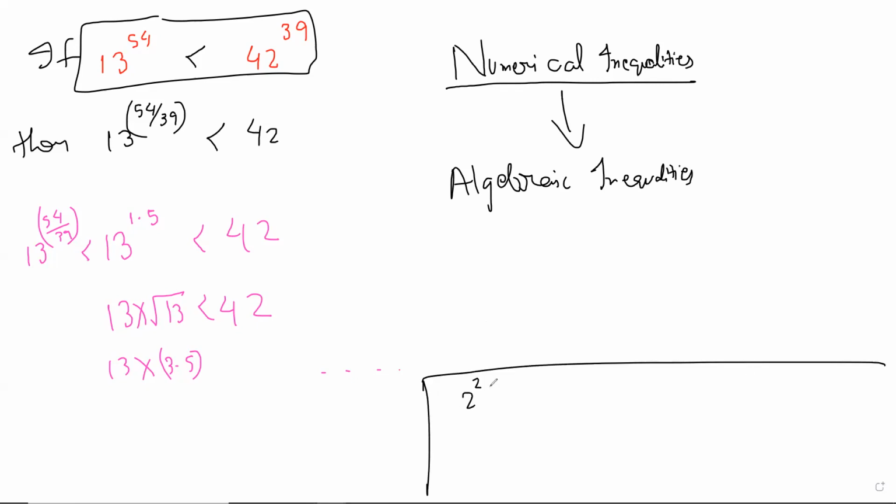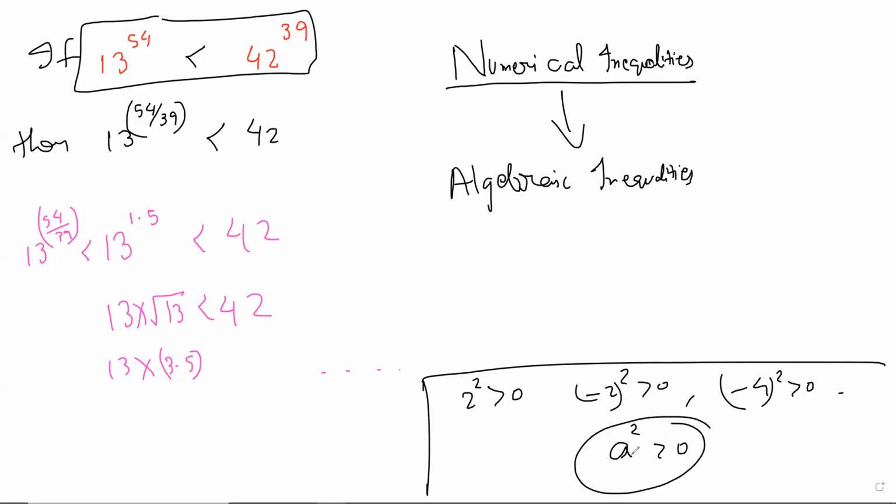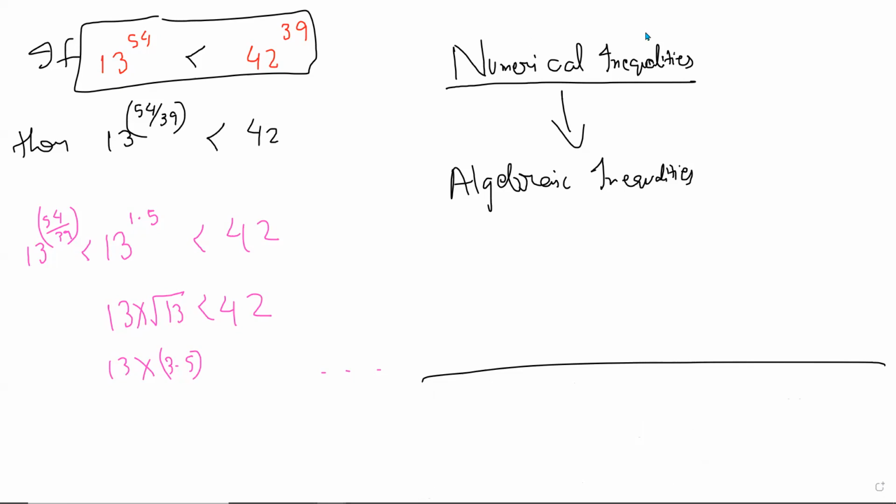So we know that 2 squared is bigger than 0. We know that minus 2 squared is bigger than 0. We know that minus 4 squared is also bigger, right? What's the general truth behind these numbers? That a squared is bigger than 0 when a is real. So we want to see if we can say a general truth, something that applies more generally. So we want to go from here to some algebraic inequalities.